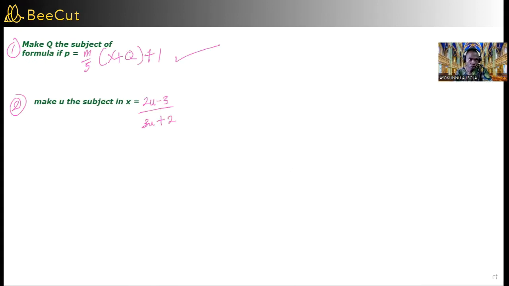Or let me just send this straight to your WhatsApp so that you can see it. So make Q the subject of the formula if P equals M over 5 into X plus Q, plus 1 outside. Then make U the subject of the formula. I'm sending it the right way. Get to see it.